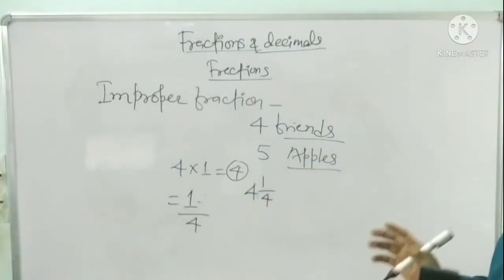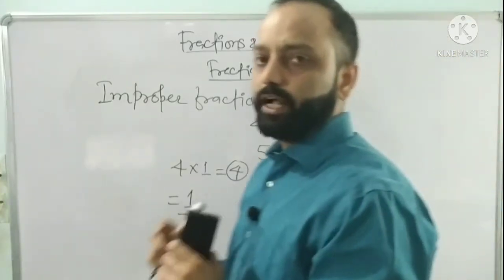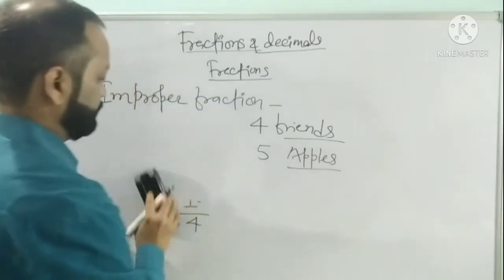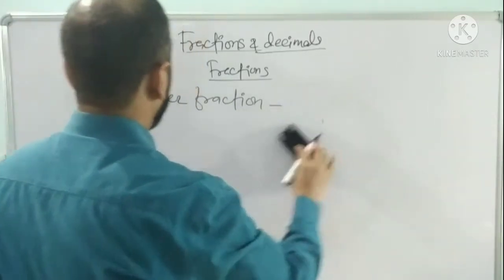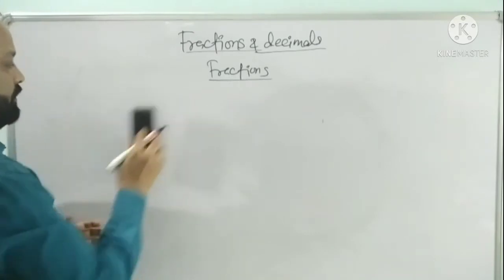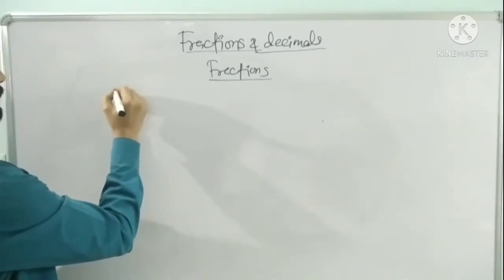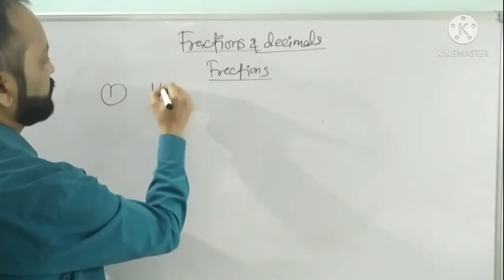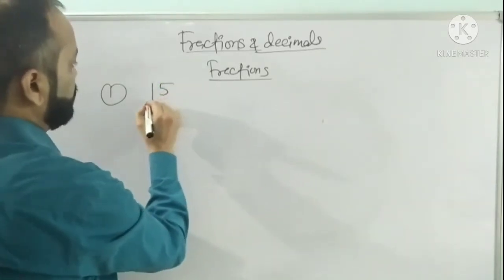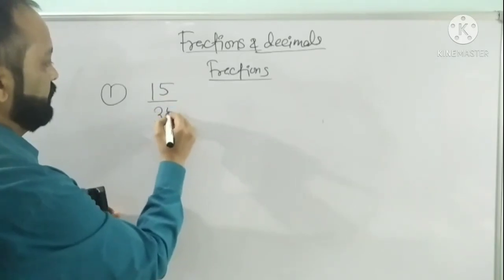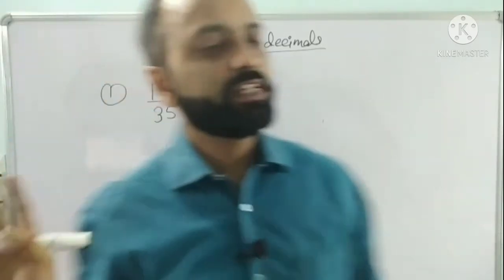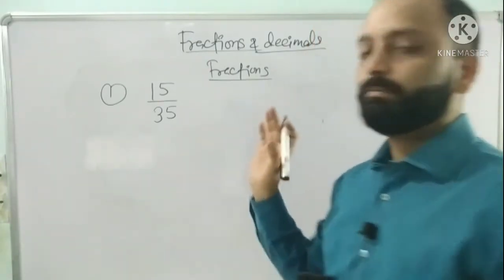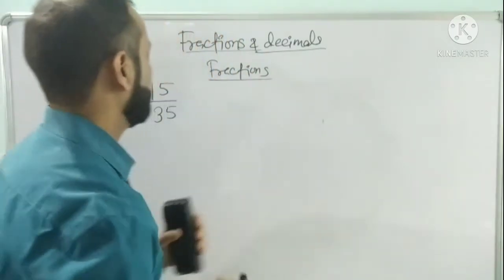Now whenever we are writing a fraction, we need to write the fraction in the simpler form or simplest form. Just for example, let's suppose we are having this. This is one example, so we need to put it in simpler form. So how can we do the same?